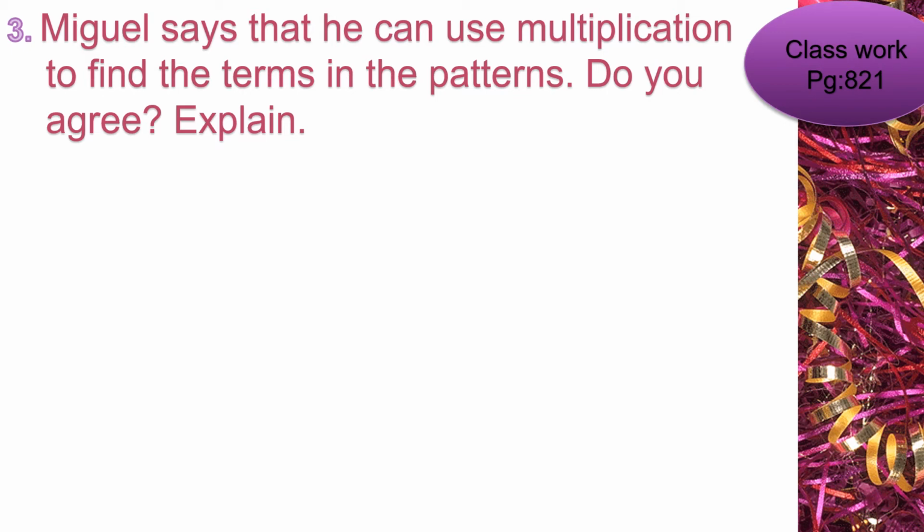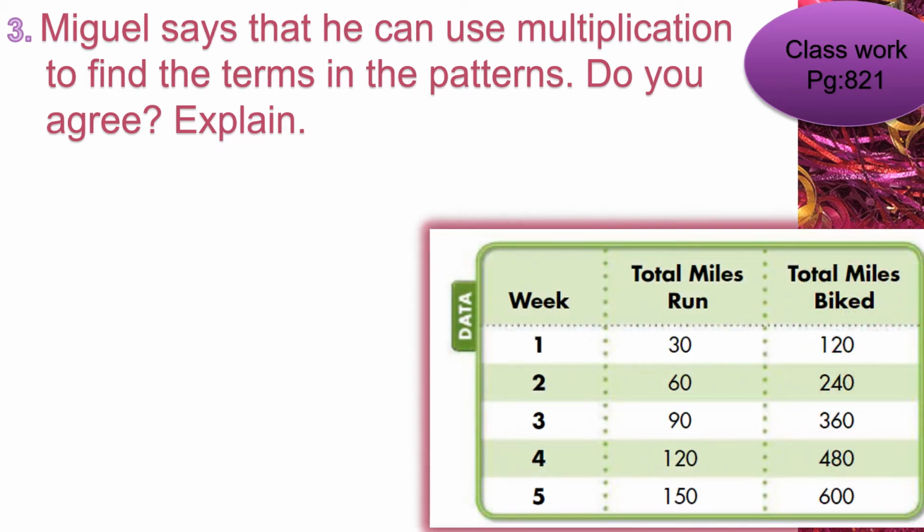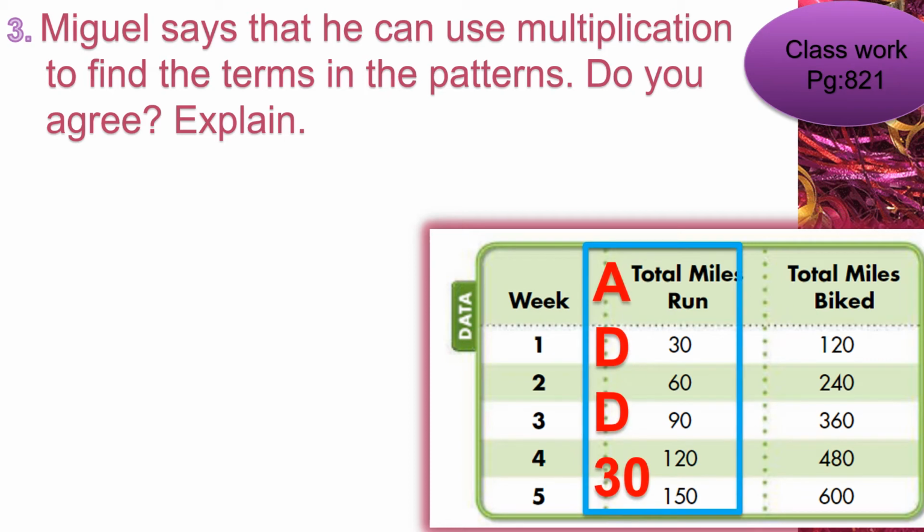Let's solve one more problem from your classwork, problem number 3. Miguel says that he can use multiplication to find the terms in patterns. Do you agree? Explain. Let's look at the table carefully, which shows total number of miles run and total number of miles biked. Here, if you look carefully, we add the same amount in each pattern. Now if you see total number of miles run, here we add 30 to get the next number of miles.